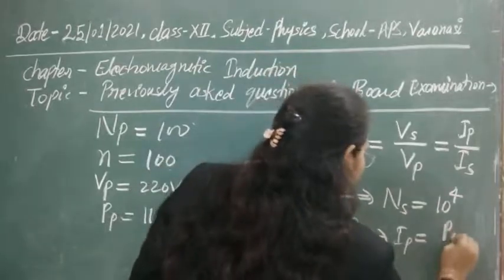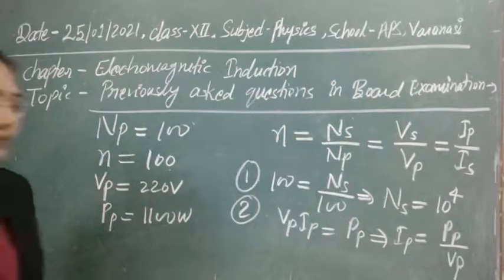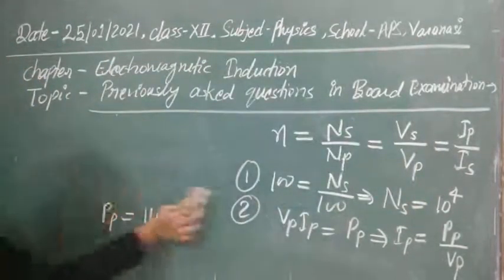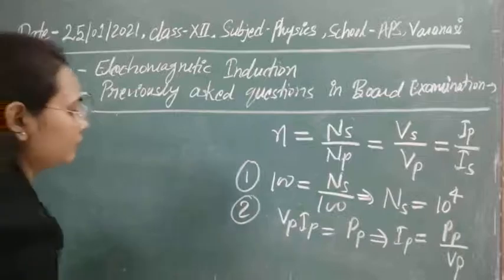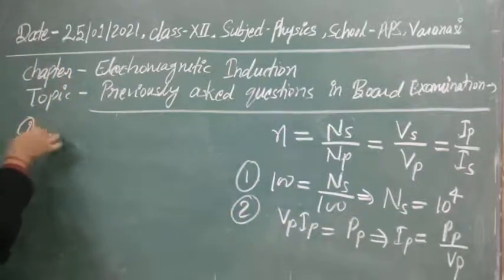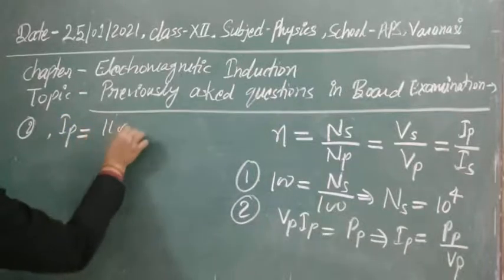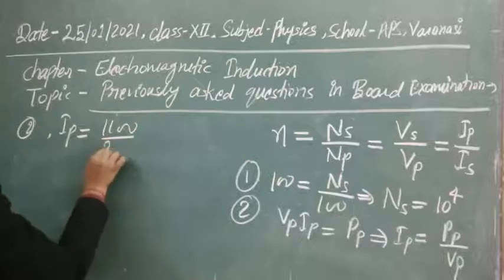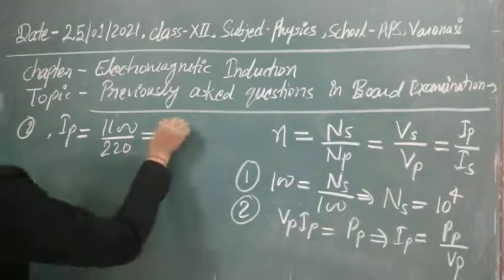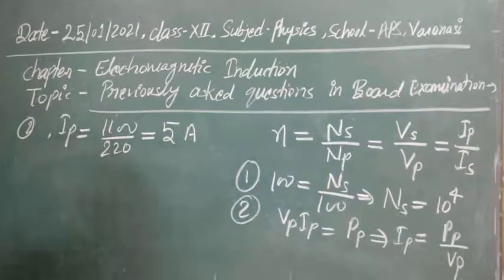So from here, this upon this is Vp. If we solve it, then we can find out the value of Ip. This is equal to, as it is 1100 watt and Vp is given 220 volt, so from here this value is 5 ampere that we will get here.